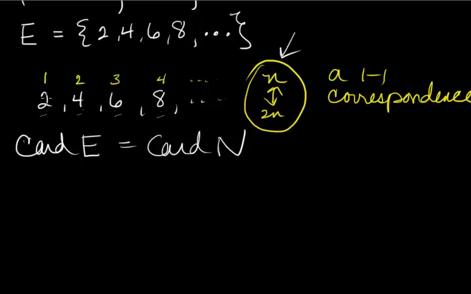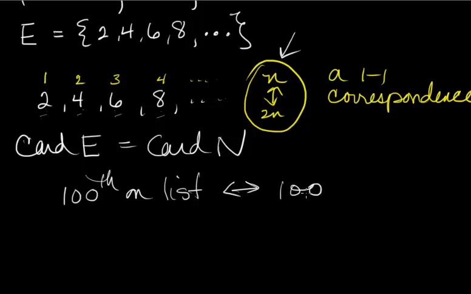And so the one-to-one correspondence comes from the fact that we can make a list. I put a first, a second, a third, a fourth. So in other words, the 100th on the list corresponds to 100 in the natural numbers.